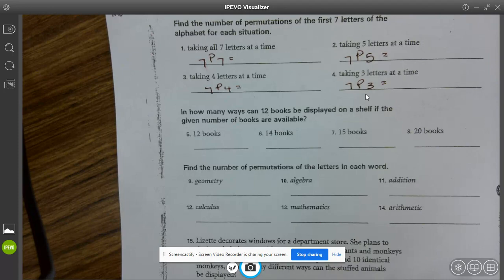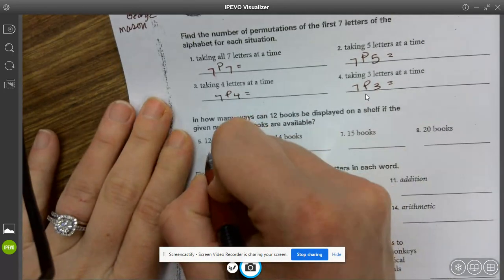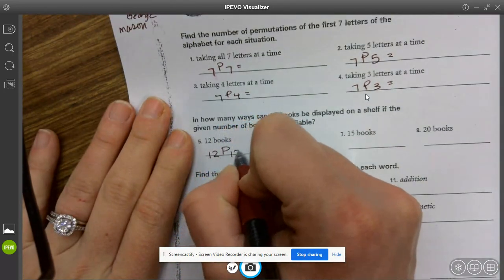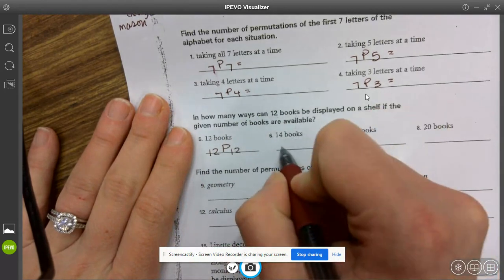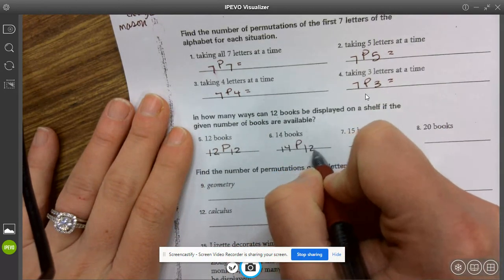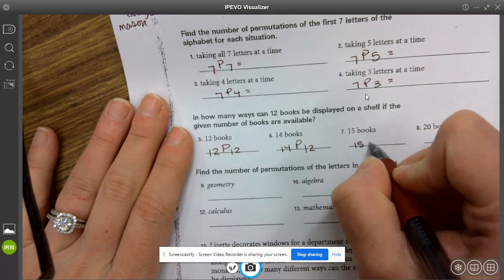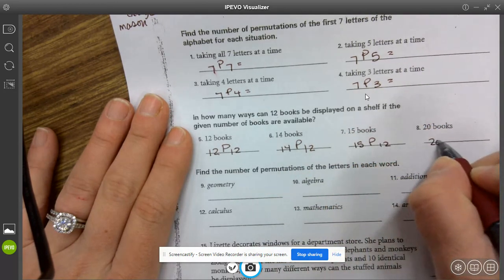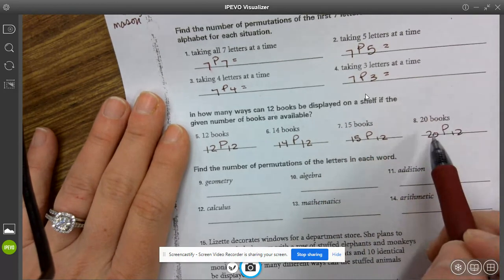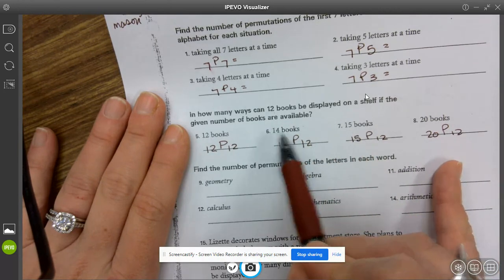In how many ways can 12 books be displayed on a shelf, if the given number of books are available? So I have 12 books and I want to use 12 books. There are 14 books, but I just want to use 12. There are 15 books, but I just want to use 12. And there are 20 books, but I just want to use 12. The bigger number will always go here because this is the total amount that you have to choose from.